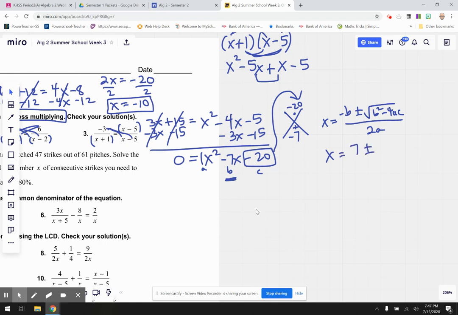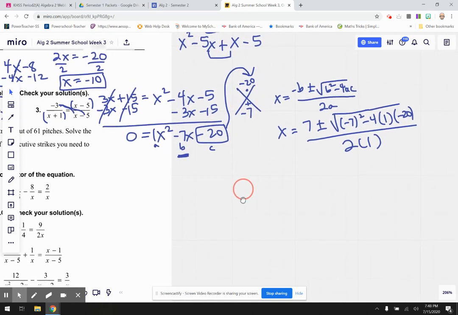Plus or minus the square root of -7 squared, which is b squared, minus 4 times a, which is 1, and c is -20, all over 2 times 1 because a is 1. Okay, so that's just filling in our quadratic formula.